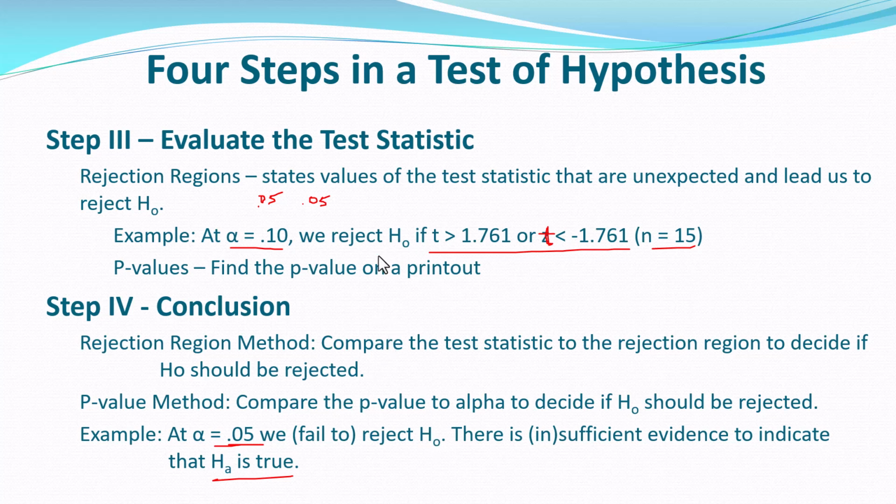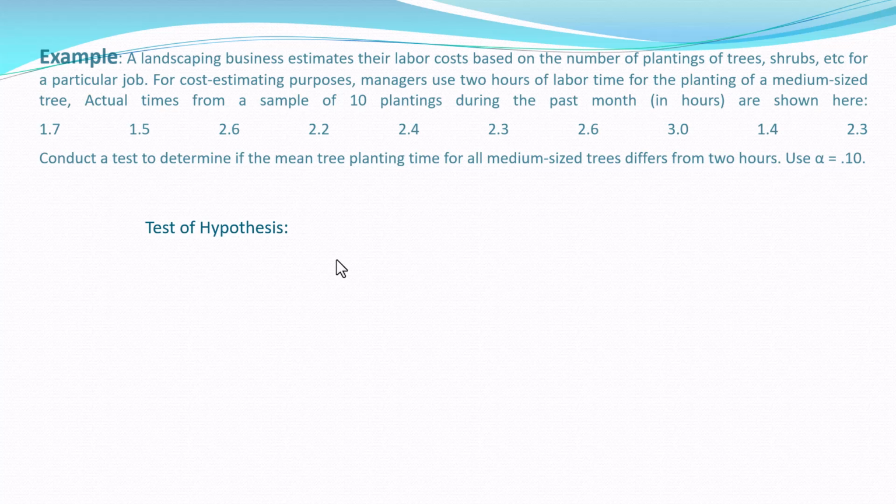All right, so now let's take a look at our example. A landscaping business estimates their labor costs based on the number of plantings of trees, shrubs, etc. for a particular job. For cost estimating purposes, we're just going to look at one particular type of job. Managers use 2 hours of labor time for the planting of a medium-sized tree. That's what they guess. If you say, all right, I got 5 medium-sized trees, that's 10 hours. 10 medium-sized trees, that's 20 hours. Each one is a 2-hour estimate.